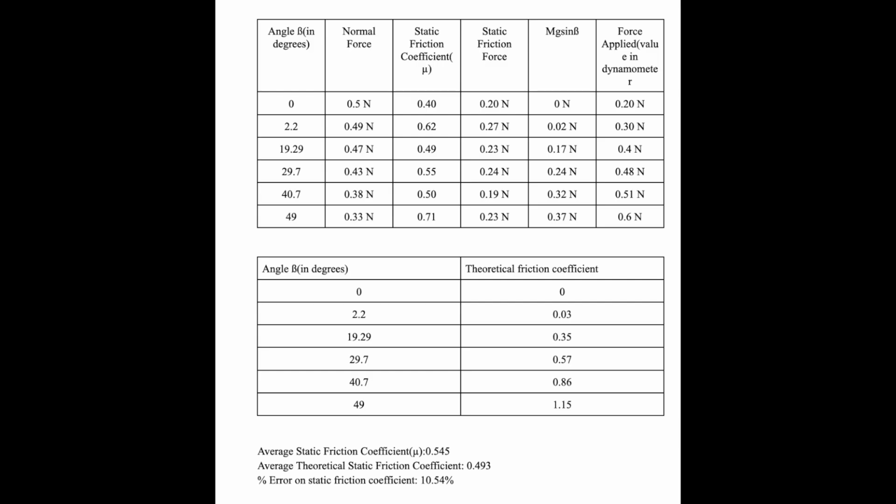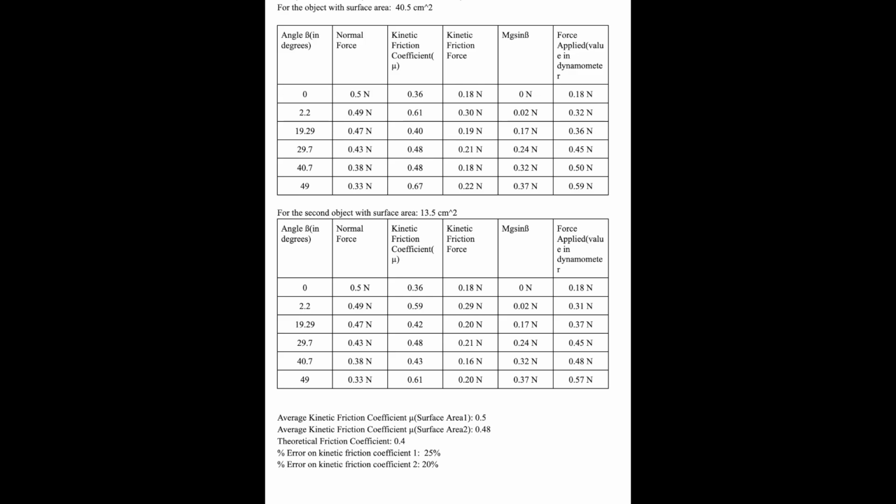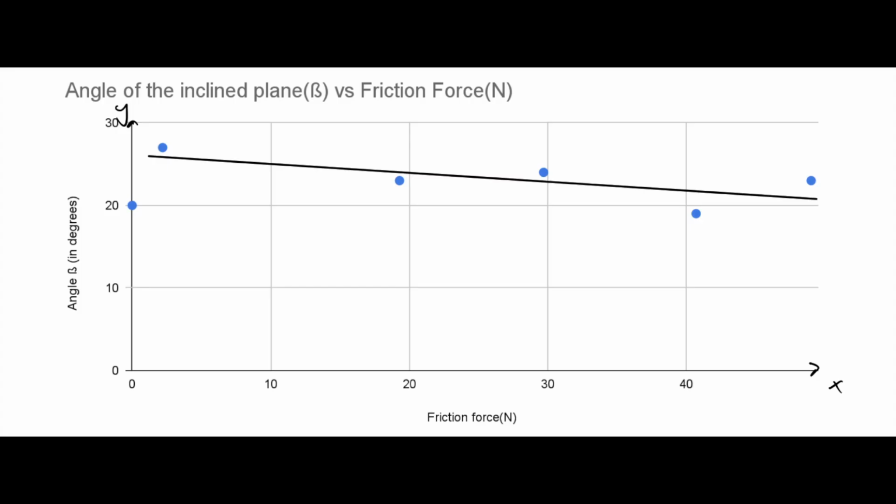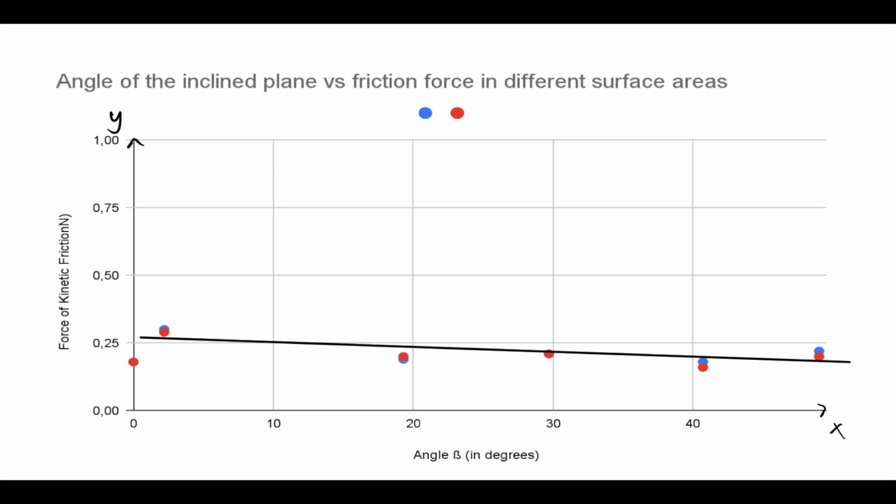These are results and graphs for both parts of the experiment. I think the experiment was successful. Force of friction decreased as the angle of the inclined plane increased, as I expected. Also, surface area didn't really affect the results. The results were almost identical for two surface areas, as seen in the graphs.